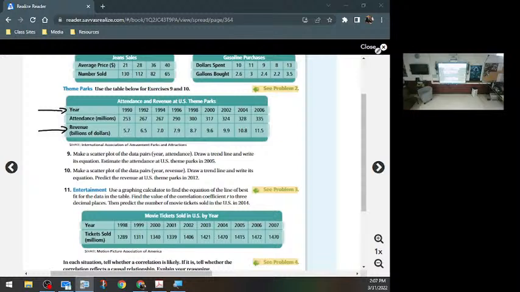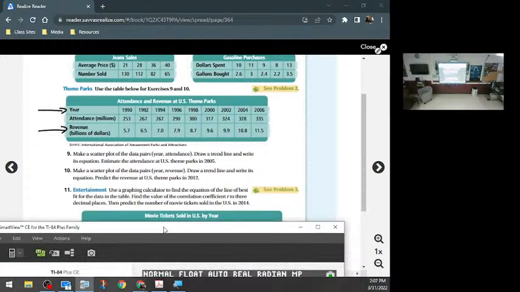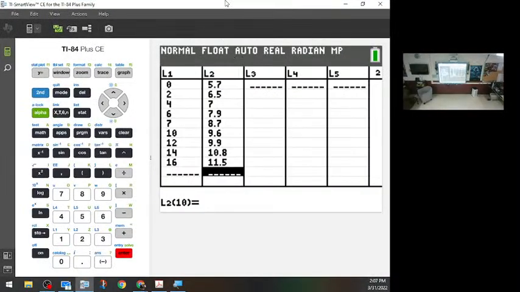Okay, now we're good. 6, 8. Sometimes you just need a little bit of concussive maintenance. Okay, 5.7, 6.5, 7, 7.9, 8.7, 9.6, 9.9, 10.8, 11.5. Okay. Come on, Frank. Cooperate.